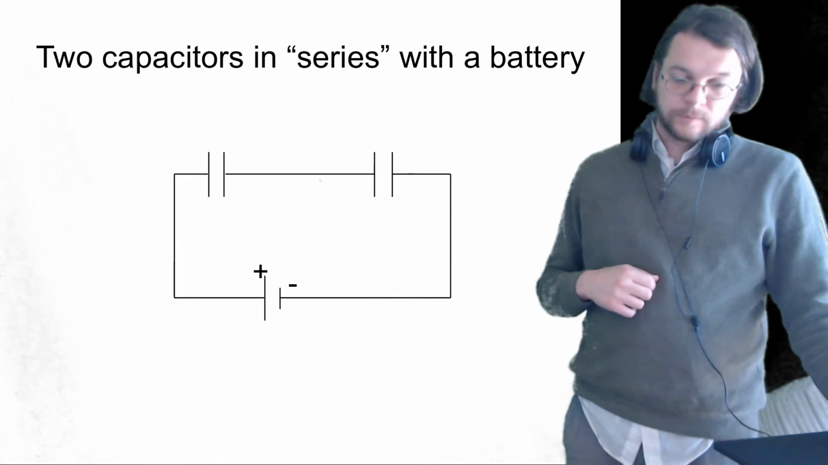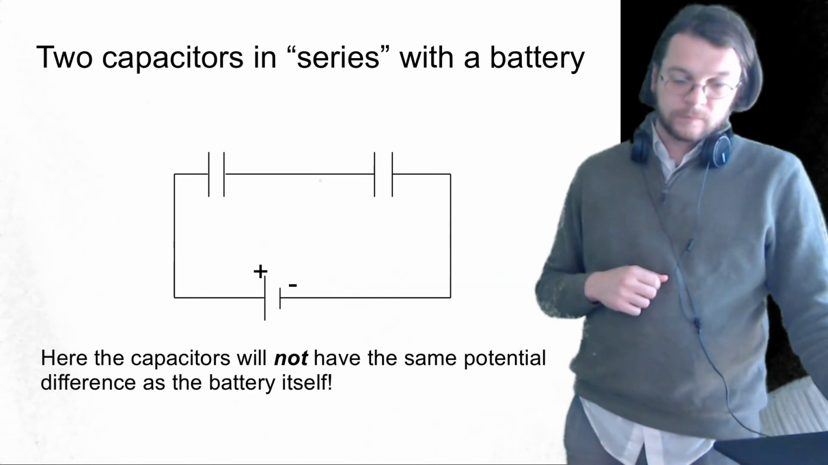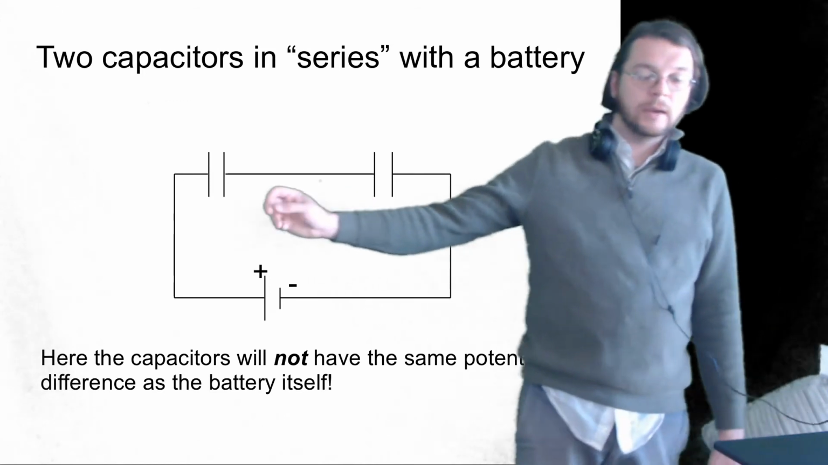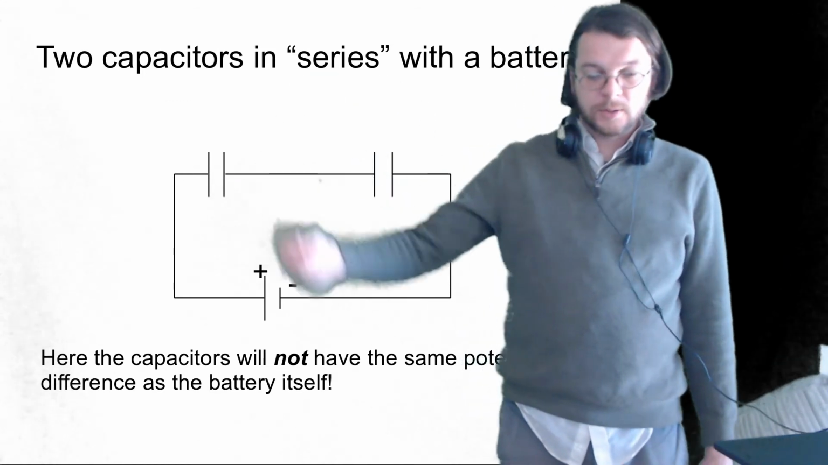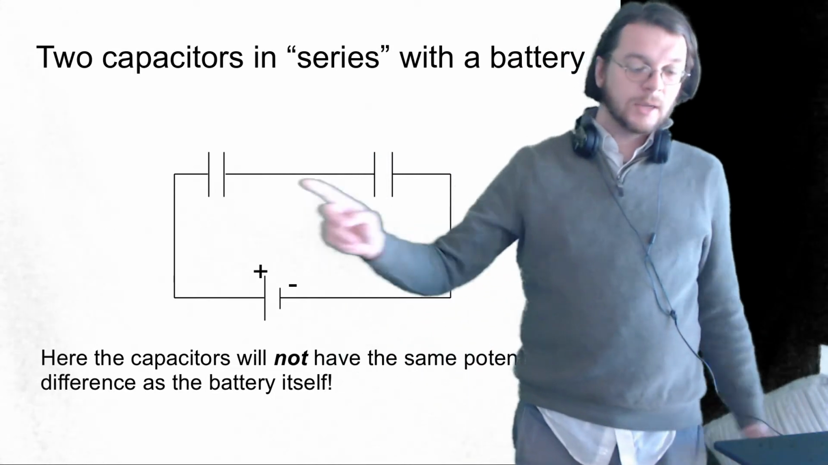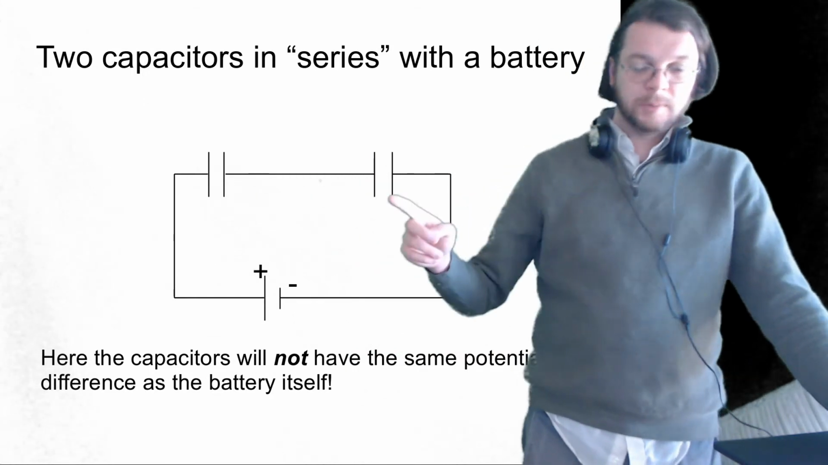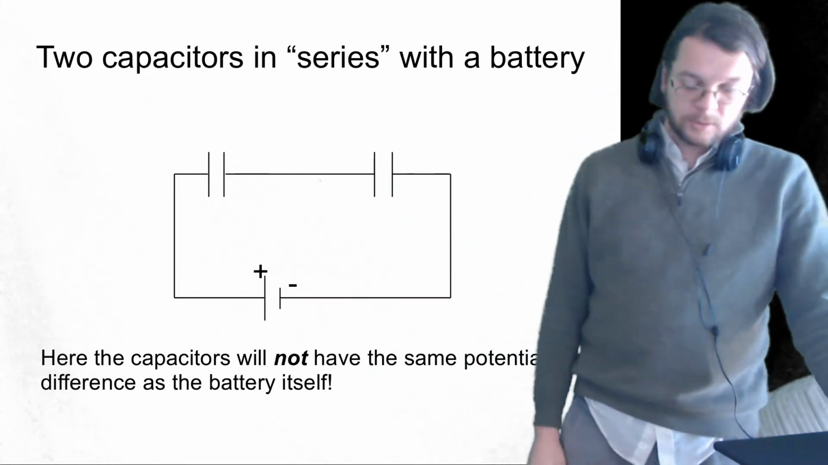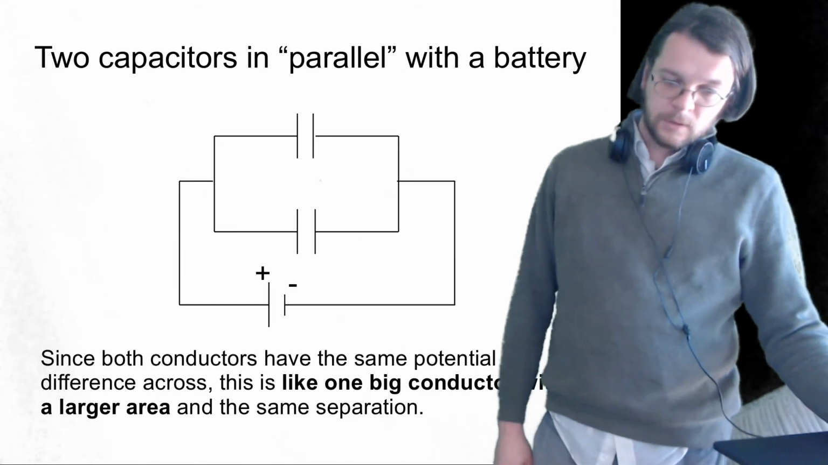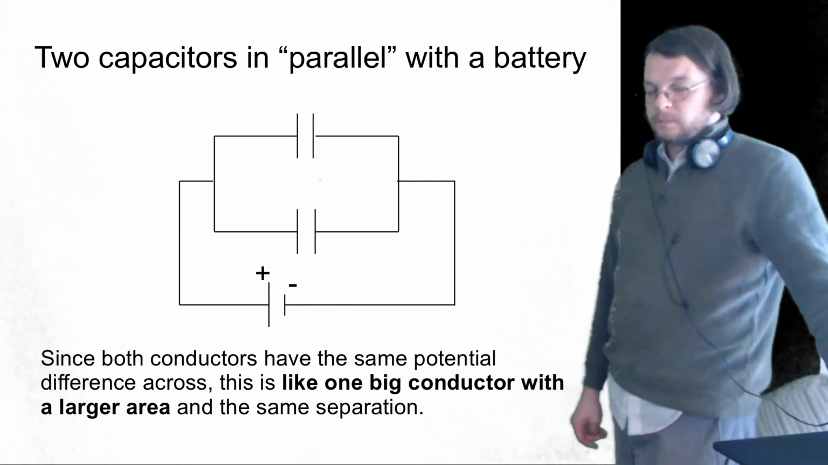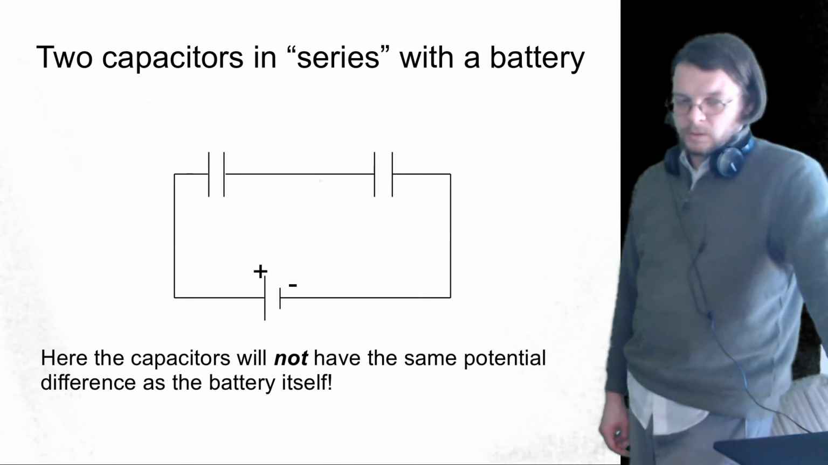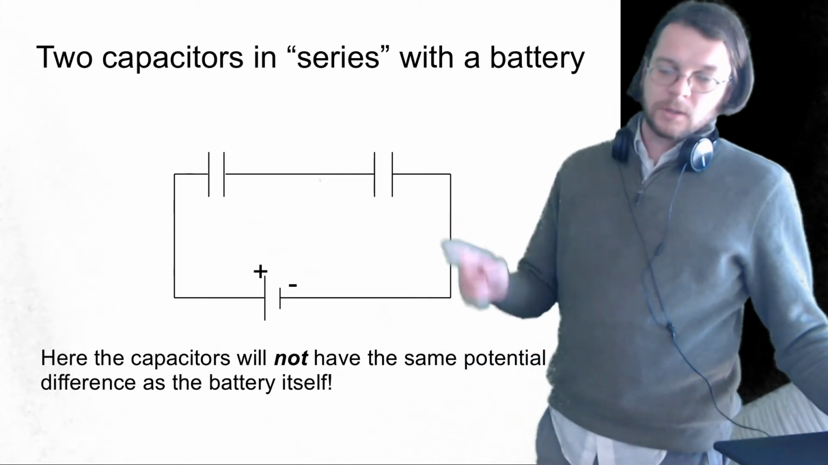So let's analyze this. We've got some battery here, and it's important to note that these two capacitors are not going to have the same potential difference. With the parallel circuit, they both would have the same potential as the battery. But this one, that's not going to be true, because the potential difference across this plus the potential difference across this is going to equal the potential difference across the battery in general for these circuits. So that makes it a little bit different. We'll talk a little bit about that in a second. Just be on your guard that these are not going to have the same potential as the battery.